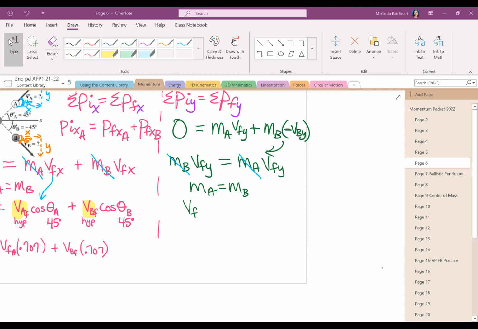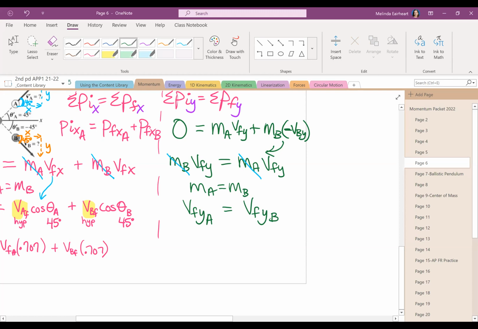And of course, it quit writing. Time out, hold on. Oh yeah, I need to reshare. It closes OneNote on me. Okay. Now you can see it. Now I'm going to try and write, cross my fingers. So mass is canceled. So VFY of A is going to equal VFY of B.